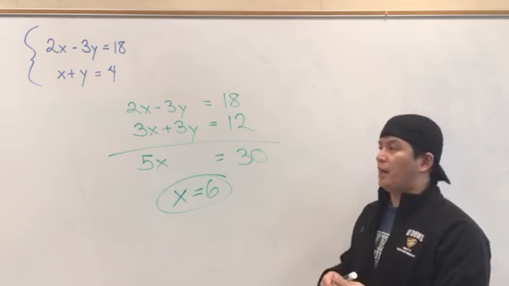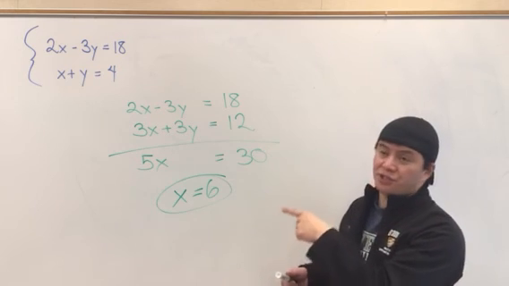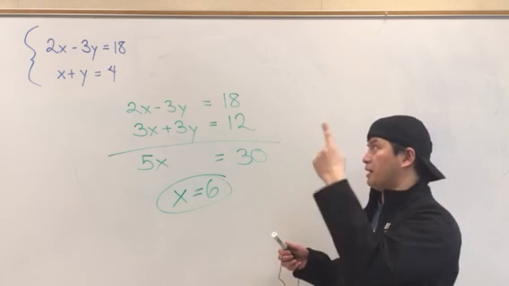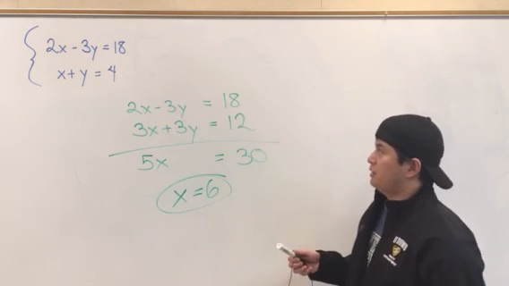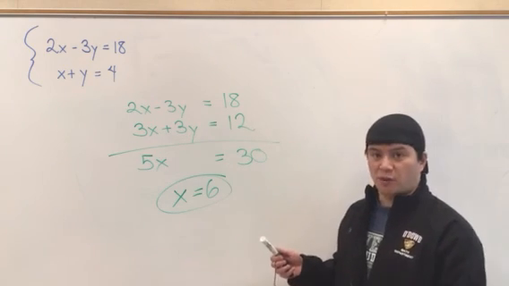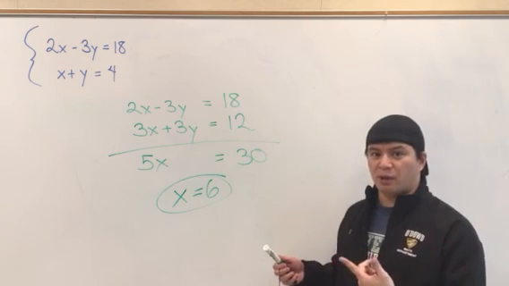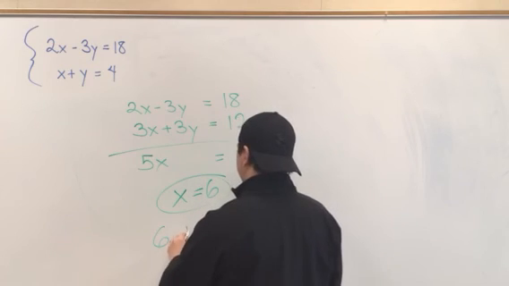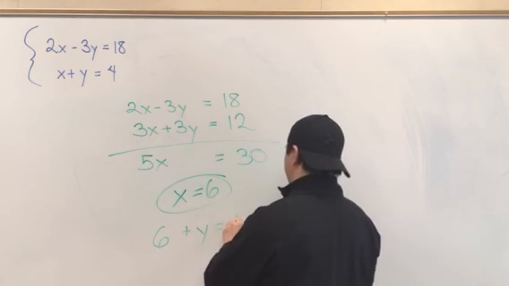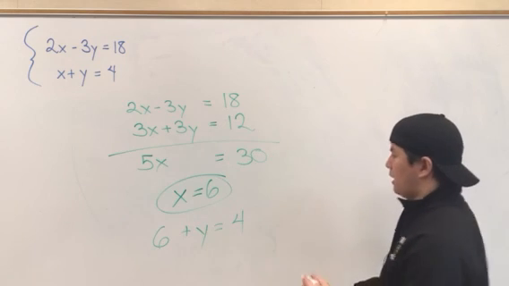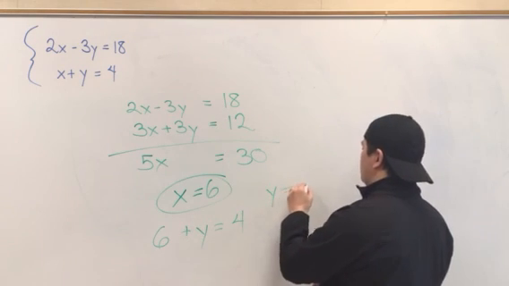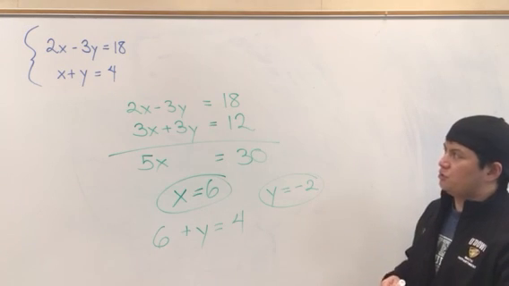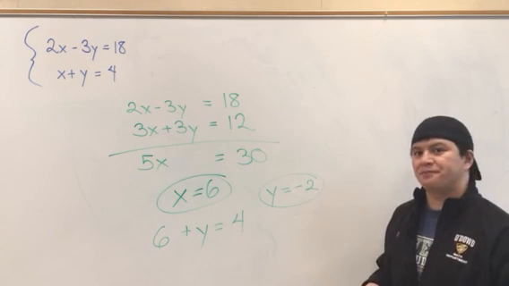Now I can figure out what y is by taking x equals 6 and popping it back into my equations. It doesn't matter which one. I can pop it back into the top one or the bottom one, but from there I can solve for y. I'm just going to choose the bottom equation because it looks easier. And if I solve for y, I'll get y is equal to negative 2. And again, we end up with the same solution as we did in the other two videos. All right, that's it.